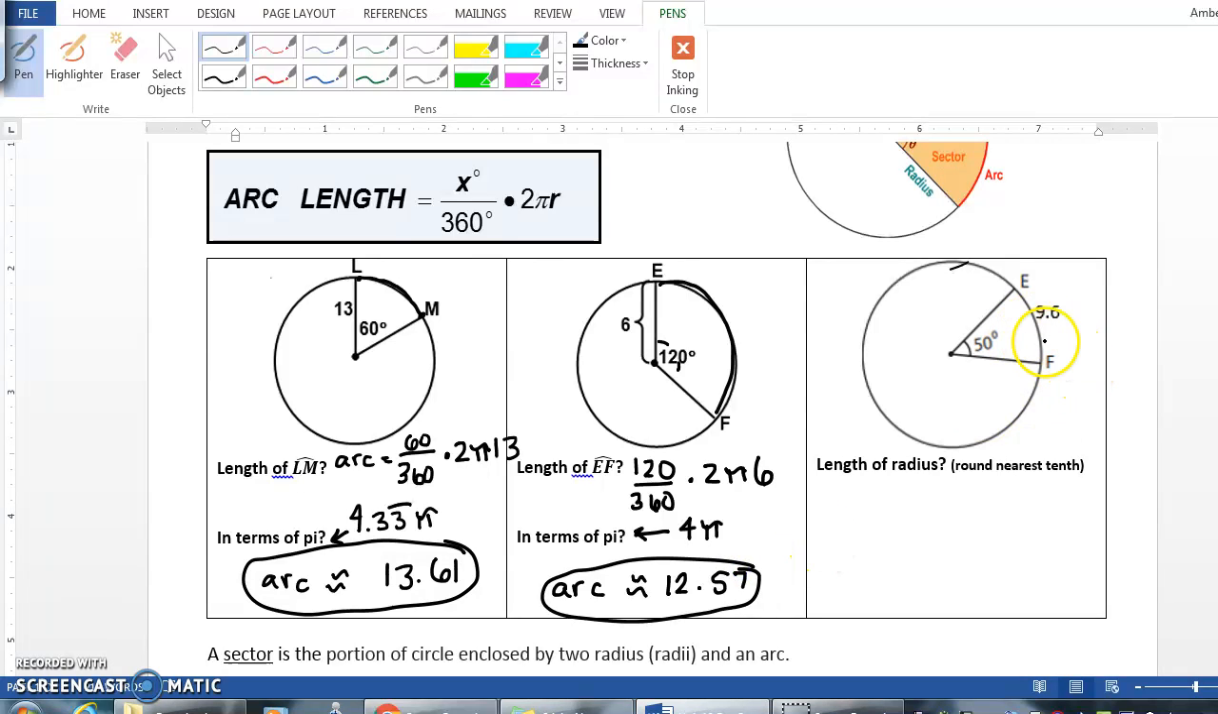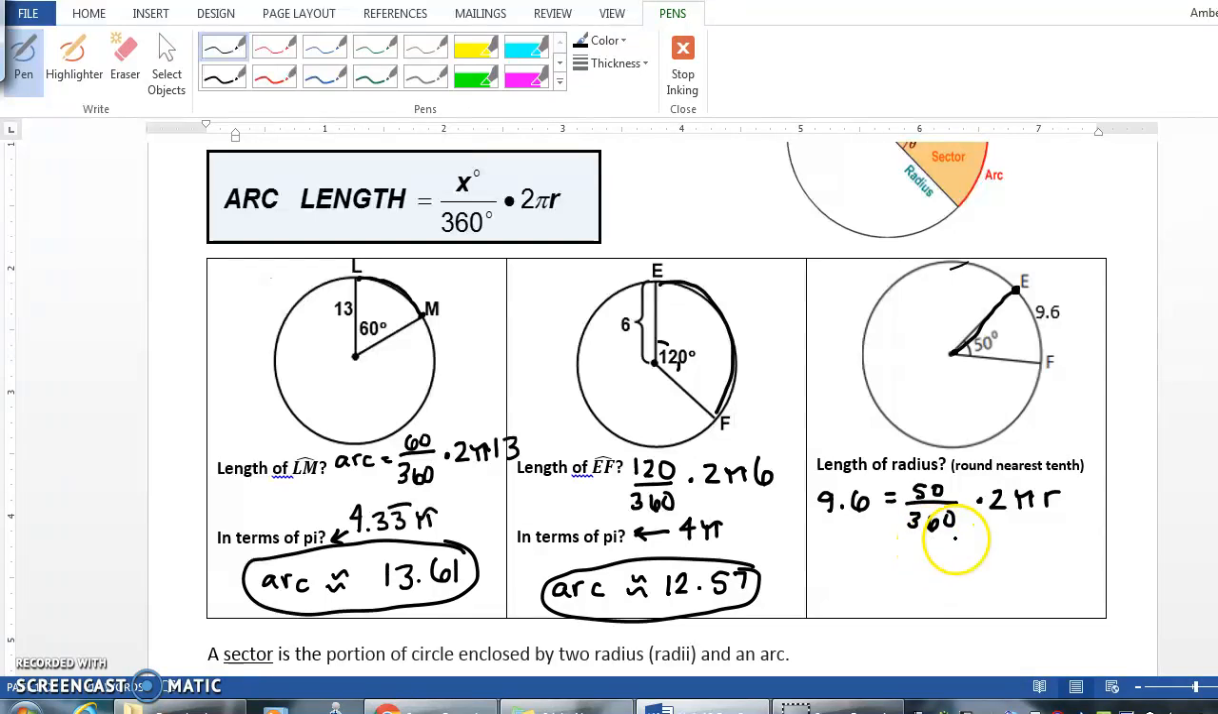And then we can do it again. What is the length of the radius? So this time we are given the arc length and we are trying to find the radius. So it's the same thing, we're using the same formula, we're just solving for something different. So our arc length is 9.6, and that's equal to our equation x degrees, or 50 degrees, right here, divided by 360 times 2 pi. And this time we don't know what r is, so we're going to leave it as a variable.